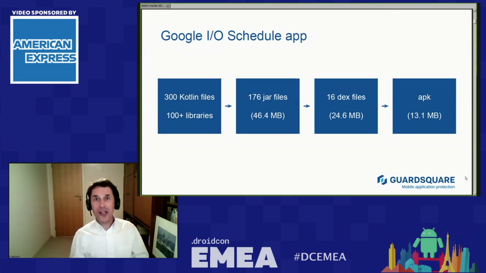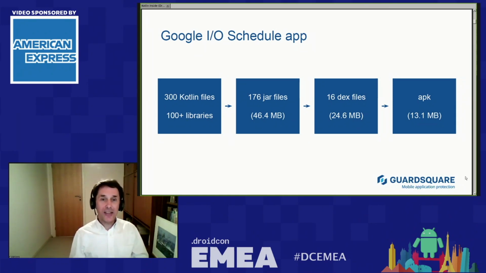As the example throughout my presentation, I'll be using the Google I/O scheduling app. The latest version of that application is written entirely in Kotlin. And if you look at the open source repository, it contains about 300 source code files in Kotlin and more than 100 libraries. And all of that amounts to 176 jar files, which get compiled onto 16 Dex files. So the jar files are Java bytecode, the Dex files are Dalvik bytecode, and that gets packaged into an APK that is about 13 megabytes.